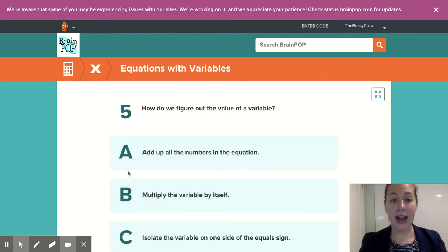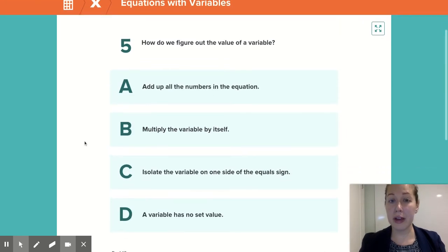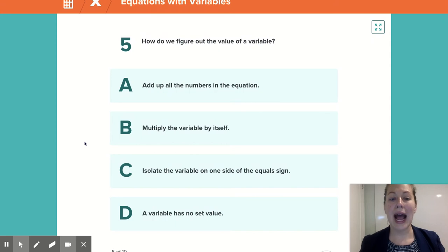Okay, number 5, how do we figure out the value of a variable? Well, what you need to do is isolate the variable on one side of the equal sign. So if we have a plus 5 on one side, we need to minus 5 on the other side. What that does is it cancels out to isolate the variable, to get the variable, that letter, by itself, because then we can solve.